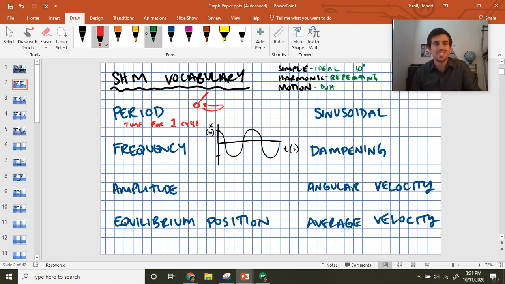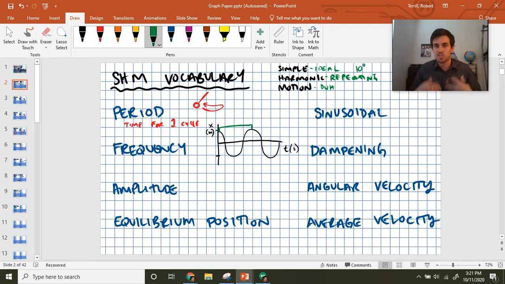Okay, on this graph that I have here, this is a graph showing the motion of either a pendulum or a spring going back and forth. You can see it's going back and forth and back and forth, but we're just measuring it along the x-axis. The period would be measured right here from the crest to crest or trough to trough.